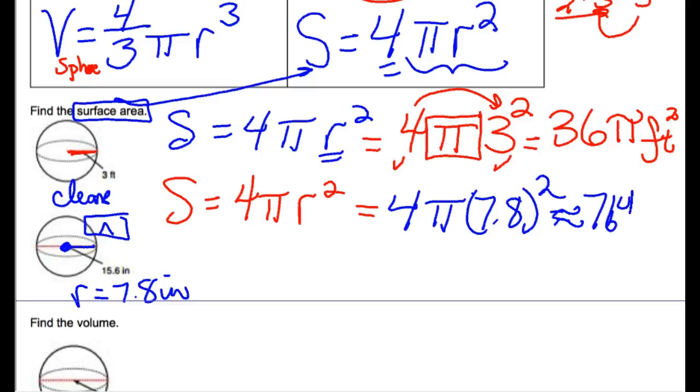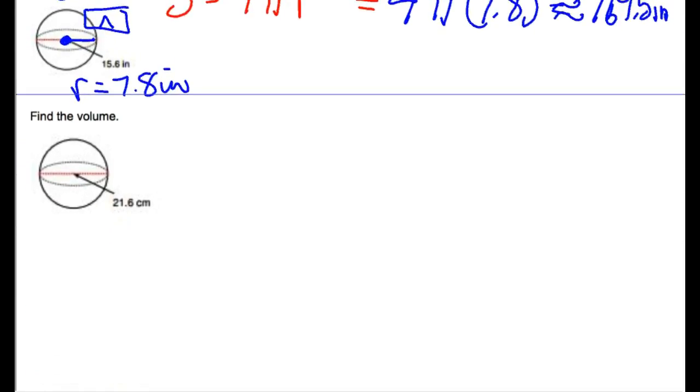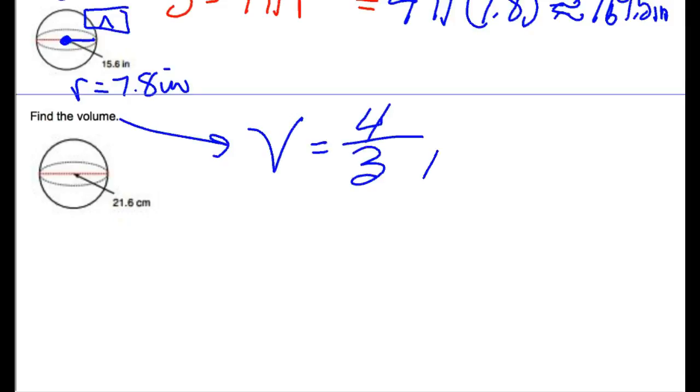764.5 square inches, because this is surface area. Volume, I need to change my map. Grab a different map, grab a different formula. Volume is equal to 4/3 pi r cubed. They didn't hand me the radius, they handed me the diameter.